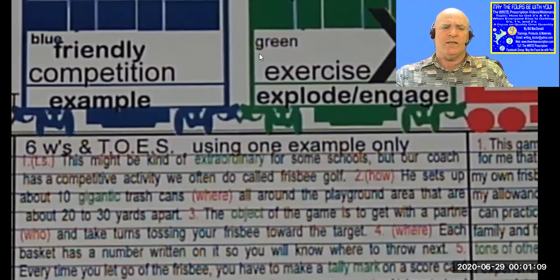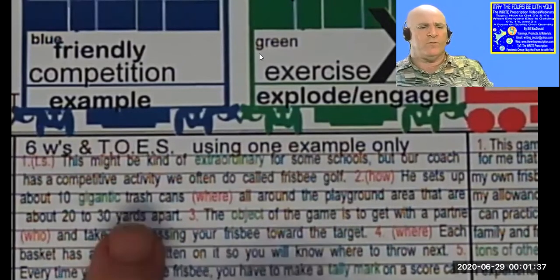So it's either our thesis statement, it's our topic sentence, I'm sorry, for the body, taking that from the competition idea and putting it into a sentence. He sets up about 10 gigantic trash cans. Who? My coach. Let's find out how he does this game. He sets up 10 gigantic trash cans where? All around the playground area that are about 20 to 30 yards apart.